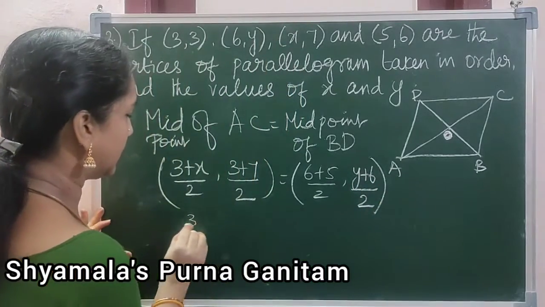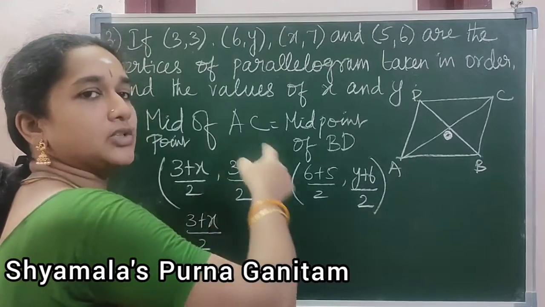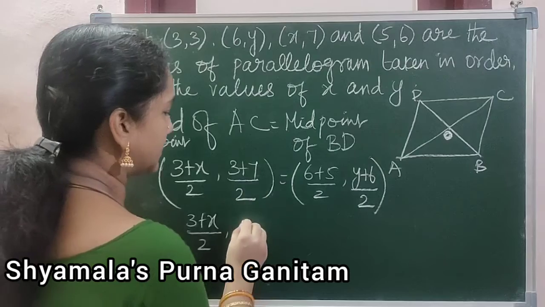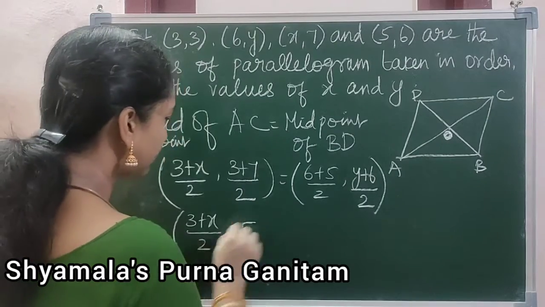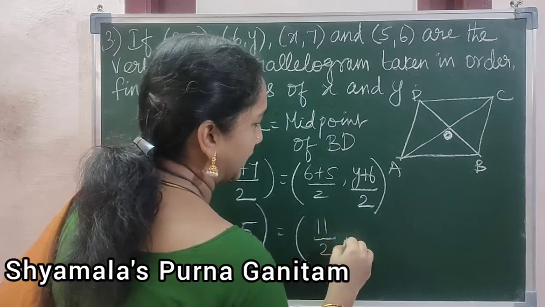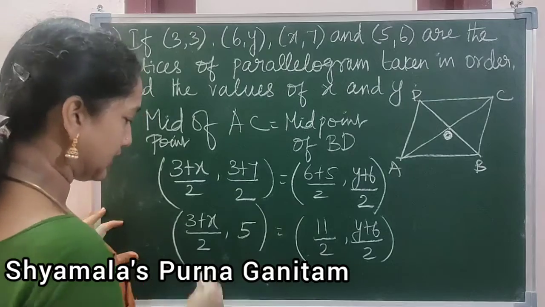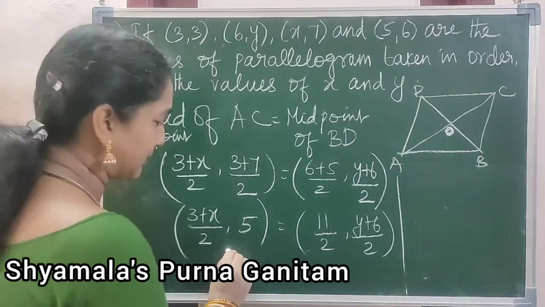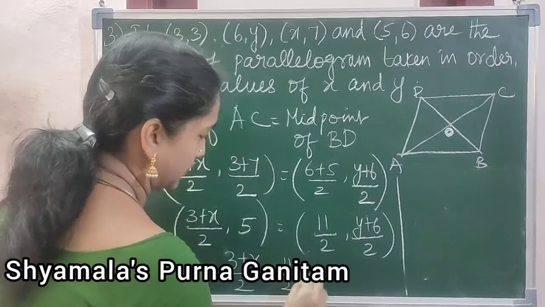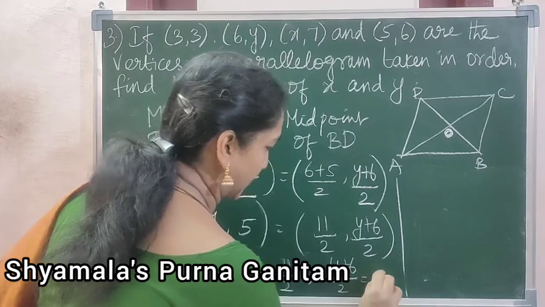So now, 3 plus x by 2. Midpoints are equal means the coordinates of the midpoints will be equal. You have to equate the coordinates. Okay. So this is 10 by 2, this is 5, equal to 6 plus 5 by 2, which is 11 by 2. This is y plus 6 by 2. So now we will equate this. That is 3 plus x by 2 is equal to 11 by 2. Okay. Then y plus 6 by 2 is equal to 5.